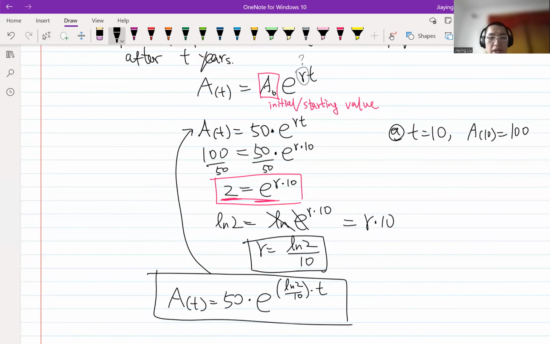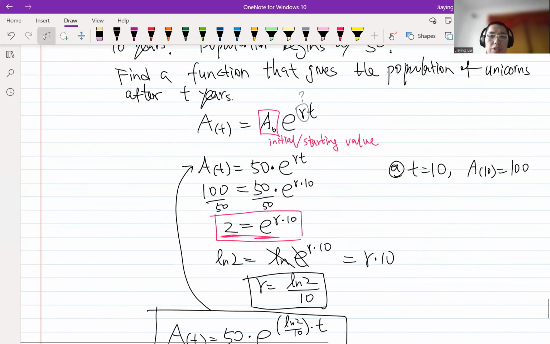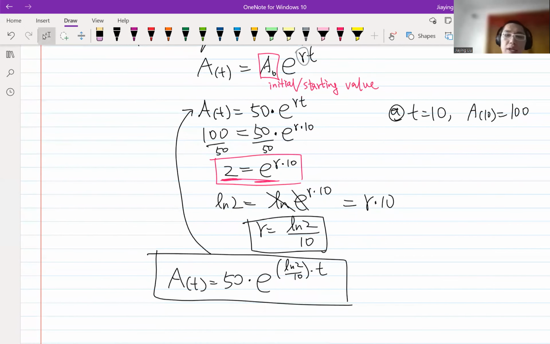But I want to point out that in this problem, what we did first is we begin with this exponential growth function. We have to find the rate first. The rate is not given. We're given the doubling time. So we find the rate, and then we put it back into the equation to write down the function.